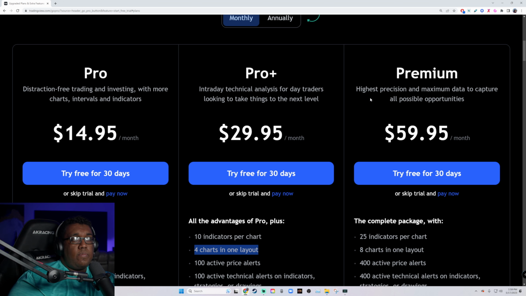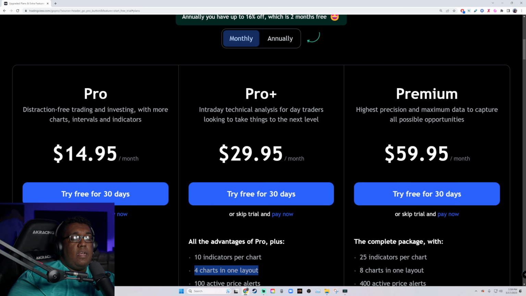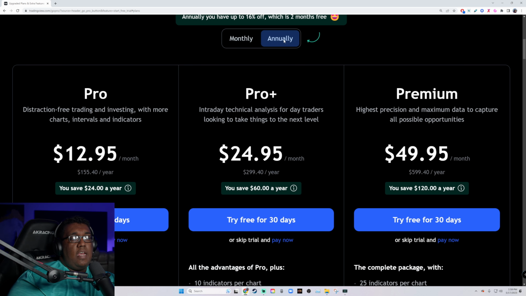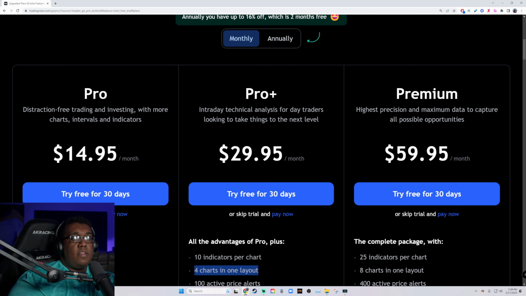Now, afterwards, you got the premium, highest precision and maximum data to capture all possible opportunities. Annual price is $600 a year, $50 a month, or monthly, it's going to be $60 a month. Now, this is everything you would ever want with TradingView. I have this one, and I love it a lot.